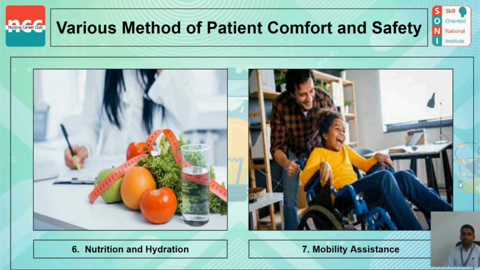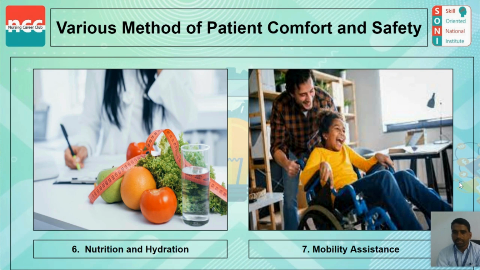Various methods of patient comfort and safety: nutrition and hydration. A patient needs proper nutrition. Nutrition means that in food there are many vitamins, proteins and minerals, which are the mandatory part of nutritious food. And hydration is when our body loses water and we feel weak, so we should focus on hydration, and a proper quantity of water should be in our body so that the problem of dehydration cannot occur.